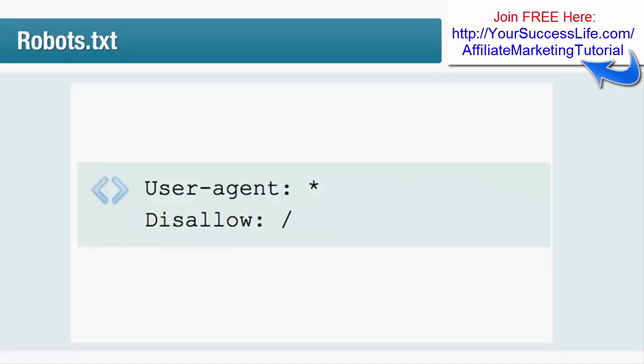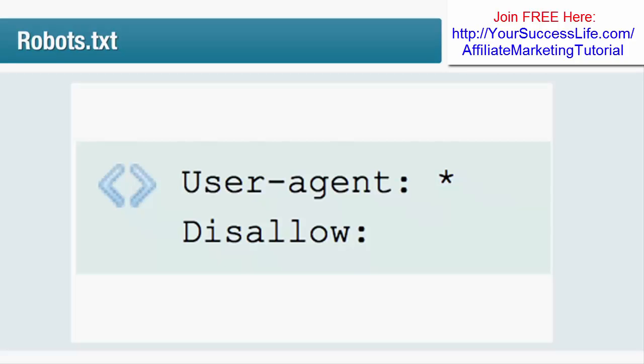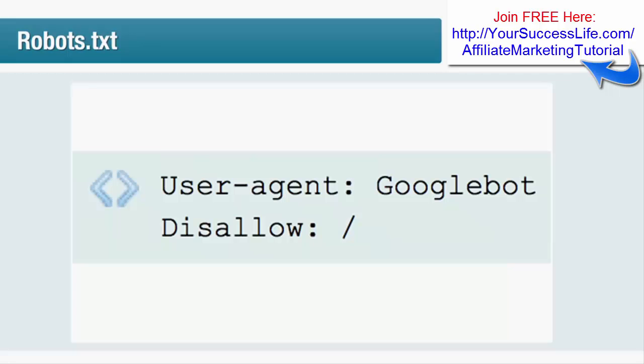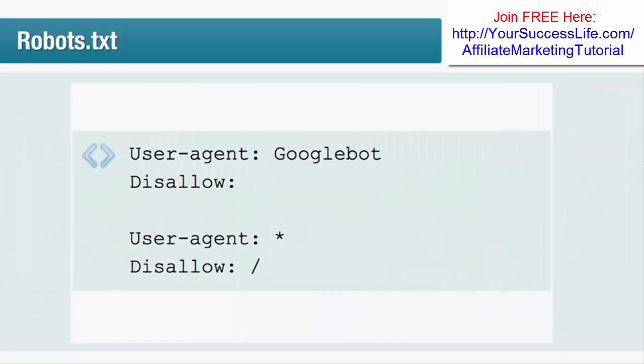To block all spiders from your entire website, write this. To let all spiders see all content on your website, use this. To block certain directories, you can follow this. And to block a certain spider, or to allow a certain spider while blocking others, use these.